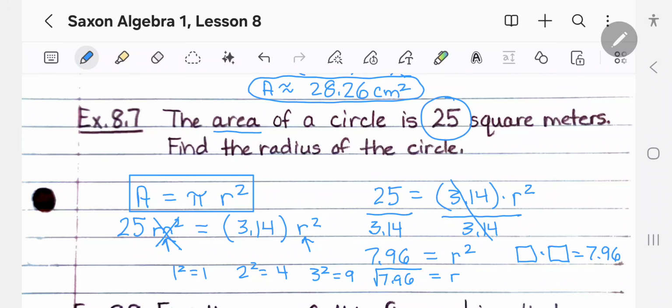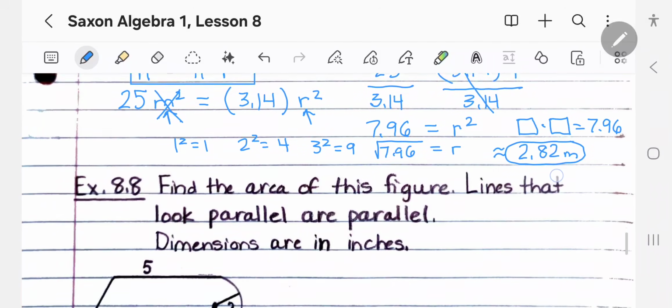And when I did that in my calculator, I got approximately 2.82, and the units are going to be in meters. Okay, so same formula, but they gave us the area instead of asking us to find the area.